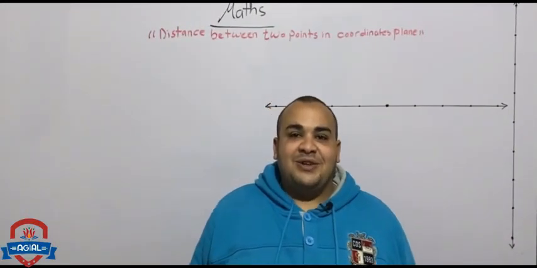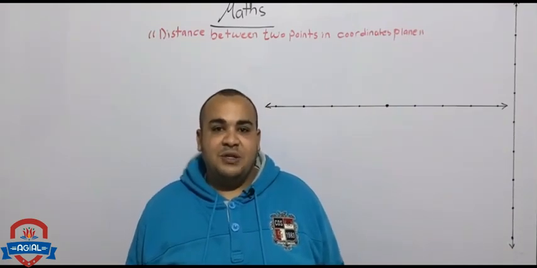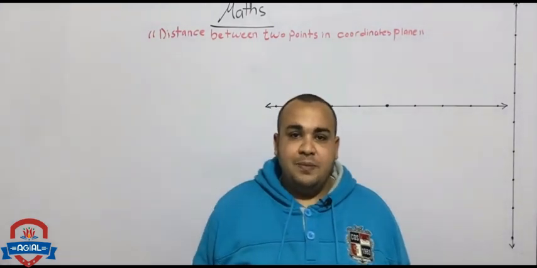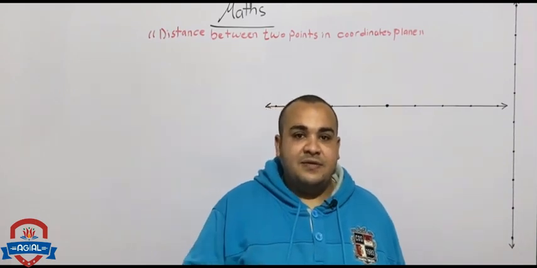And now let's start with the second part of our lesson: how to find the distance between 2 points in the set of integer numbers. The set of integer numbers is formed from 0, positive numbers and negative numbers.